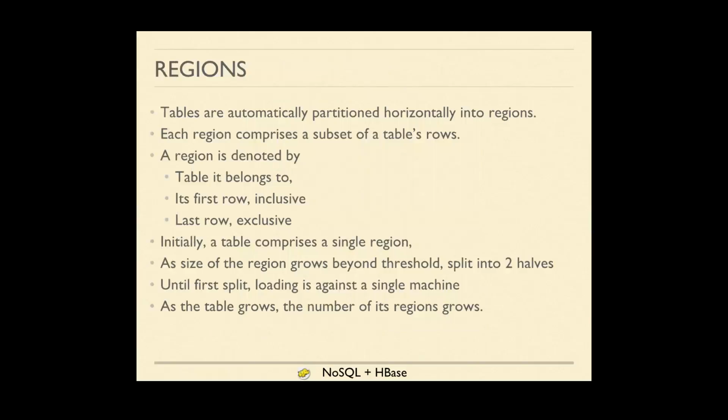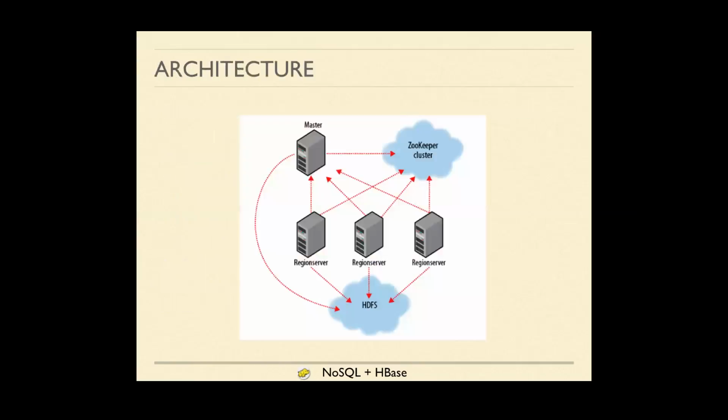All right. So, the tables inside HBase. When we are storing a table into HBase, it is horizontally sliced into regions. Each region comprises a subset of table rows, and every region is denoted by the table it belongs to, its first row, and its last row. Initially, when the data starts loading into the system, it is on a single machine. You came to the master and said, hey, I want to create a table. It created a table. In the beginning it only has one region. A region is a bunch of rows. A region is always stored on a single machine. A table contains many regions.